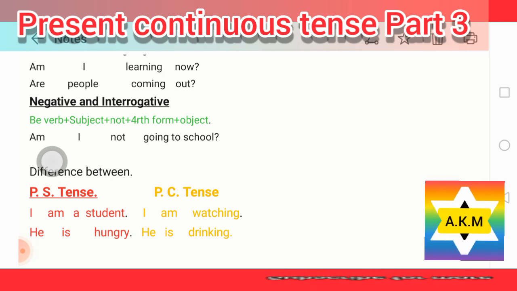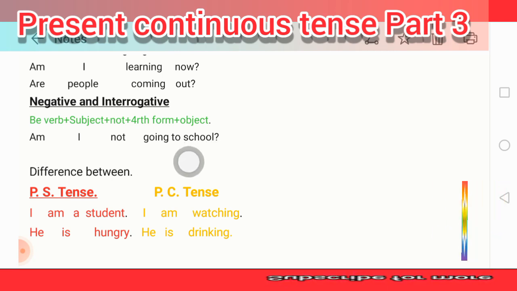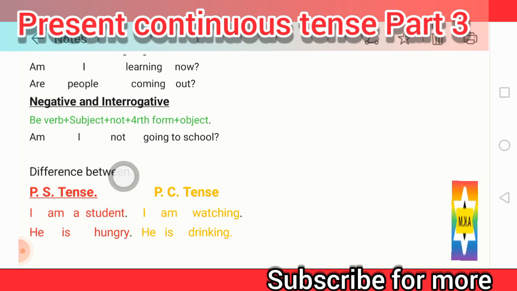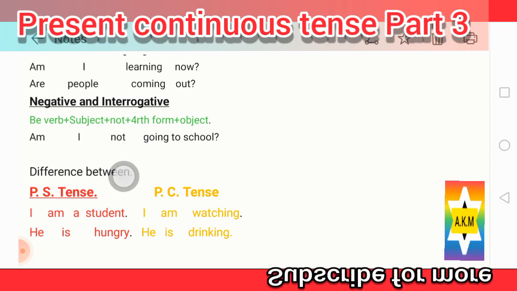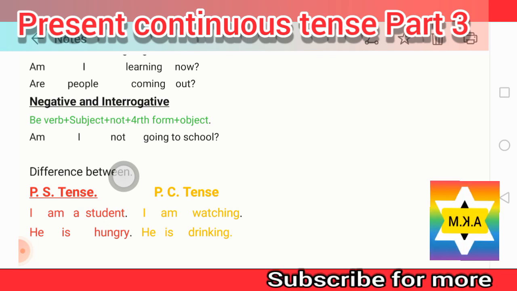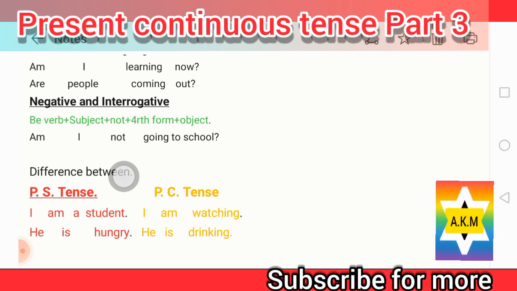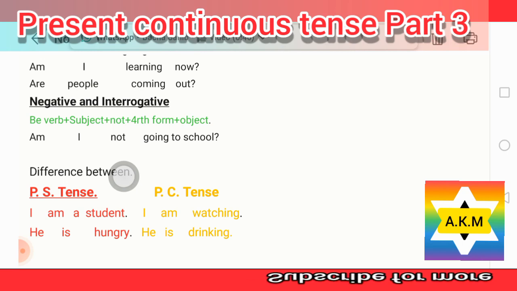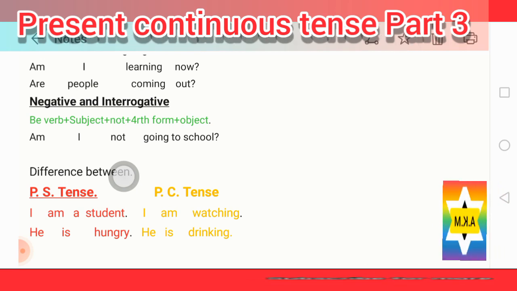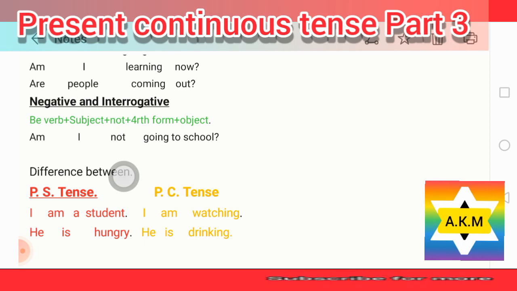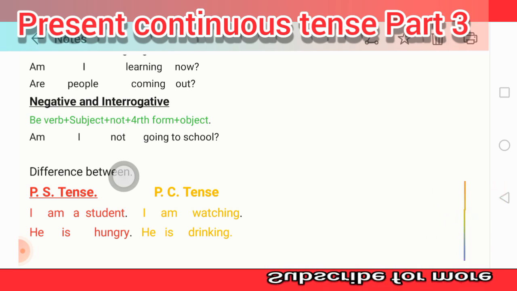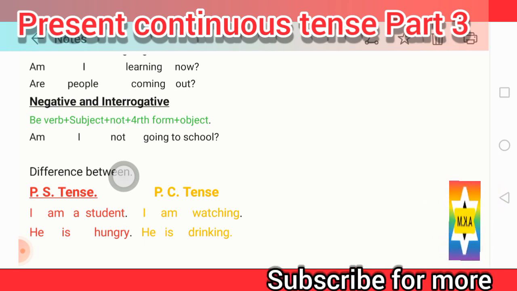In this situation, sometimes we use sentences like this: "Am I not going to school?" For example, I tell you, "Are you going to school?" and you are already going, so you say, "Am I not going to school?" It means that I am going to school. So this is the negative interrogative sentence that we sometimes use in present continuous tense. In every tense we use it.